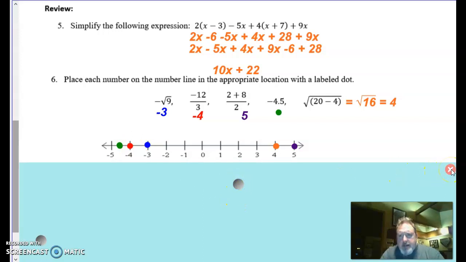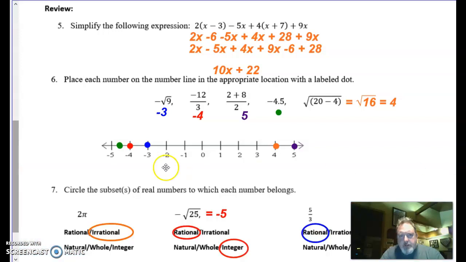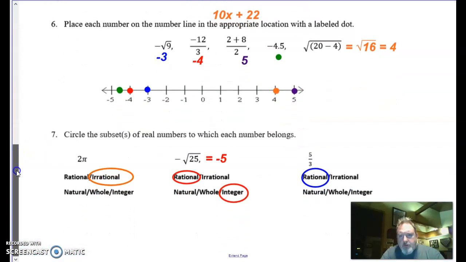And then our last problem is a little bit of review of rational, irrational, natural, whole, and integers. So 2 pi, we know pi is a decimal that goes on forever. So if we multiply that by 2, that's also a decimal that goes on forever. Any decimal that never ends, never terminates, doesn't have a clear pattern, that's irrational. And if you have an irrational number, it doesn't belong to any of these other groups.